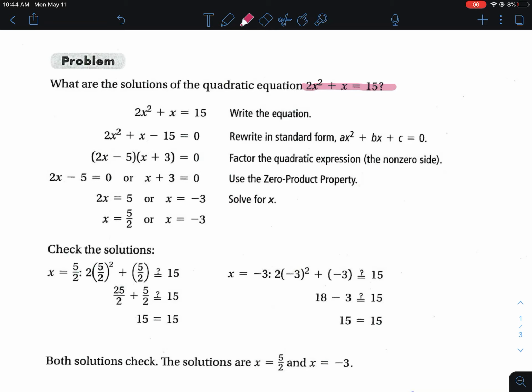So they have 2x squared plus x equals 15. They set the equation equal to 0. They factored it, 2x minus 5, x plus 3. They use slide and divide. You can always rewrite and group it. They didn't really show you that process, but that's what's happening.